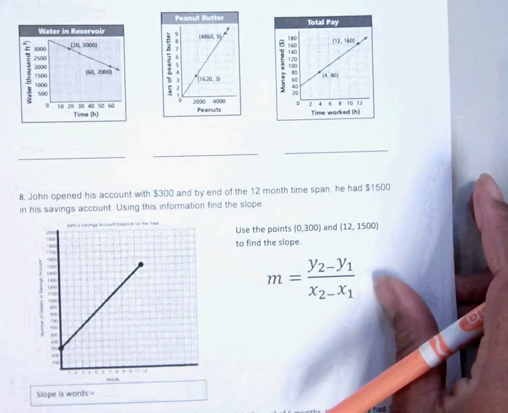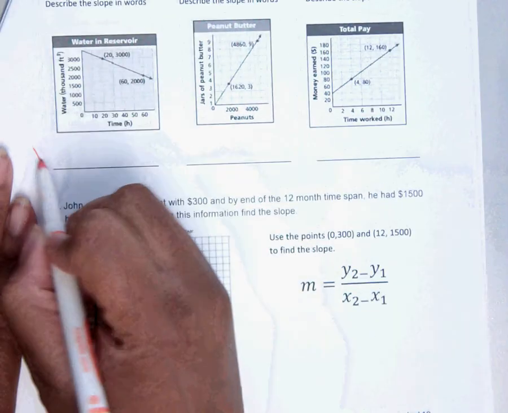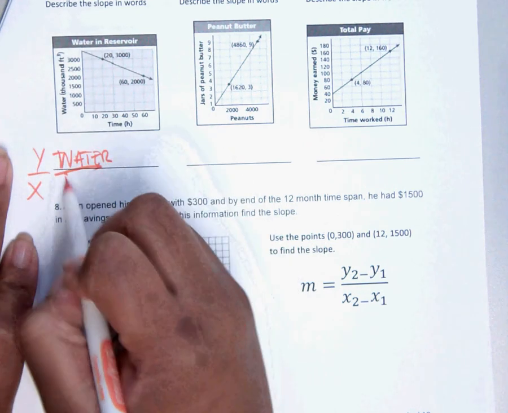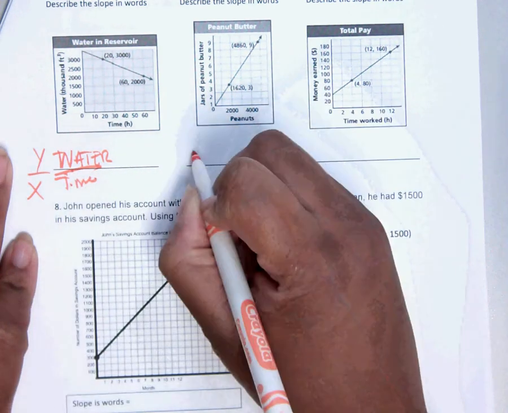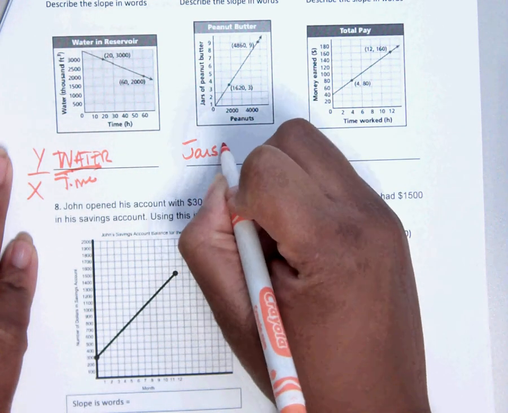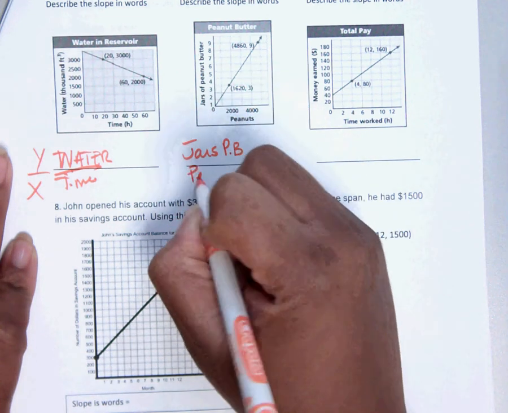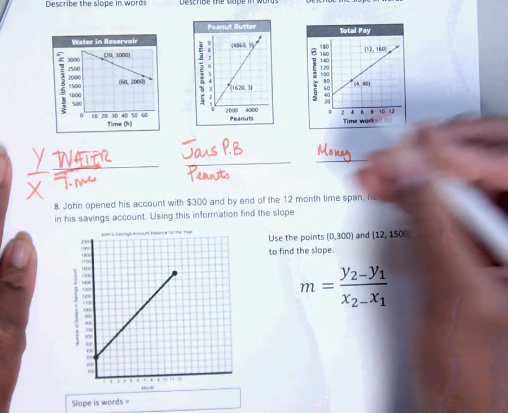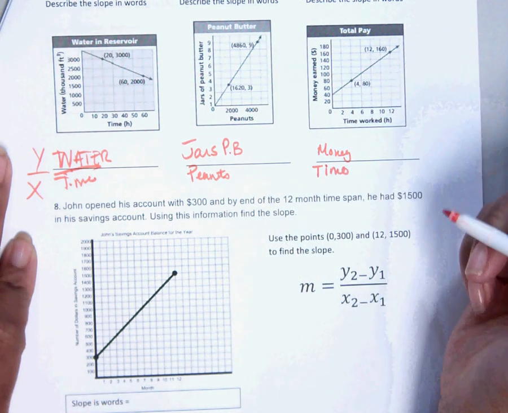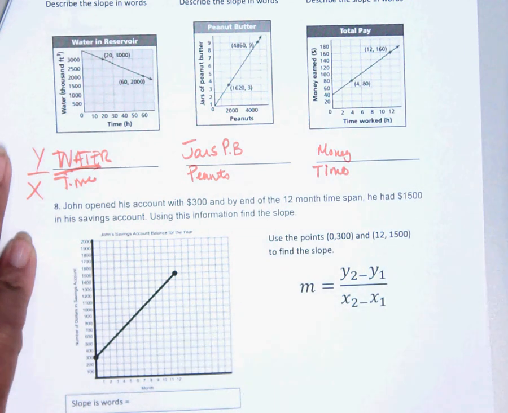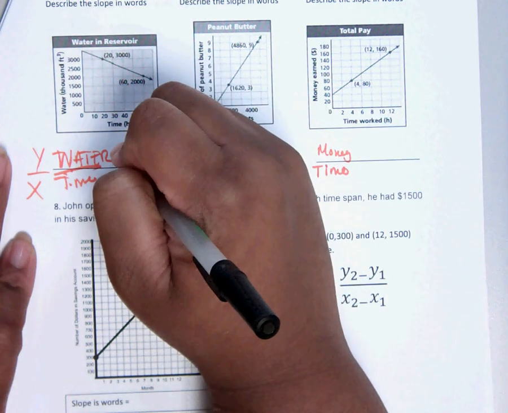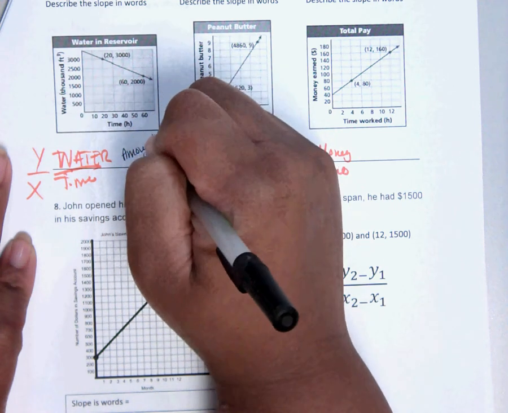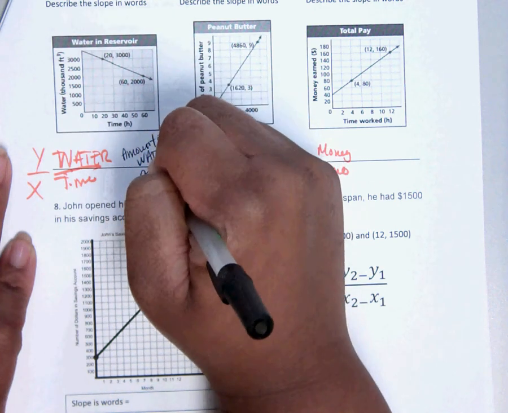Number 7, it wants the slope in words, so it's y over x, which is really simple. So this would be the water over time. This would be the number of jars of peanut butter over the number of peanuts. This would be the money earned, which is the y, over the time that you worked, how many hours. And so, of course, you have to write the word per. So we would say the amount of water per hour.